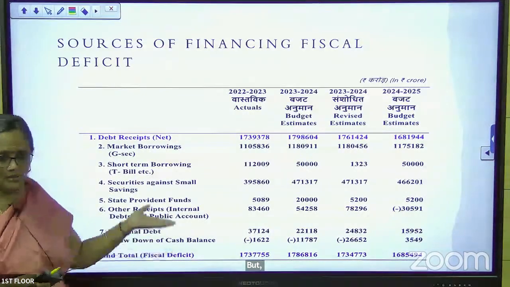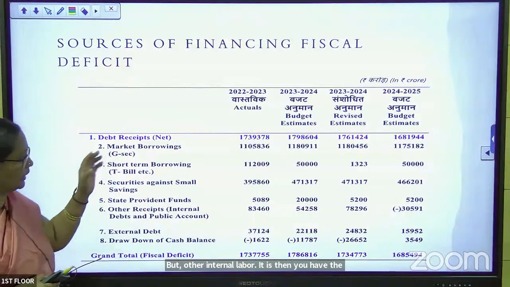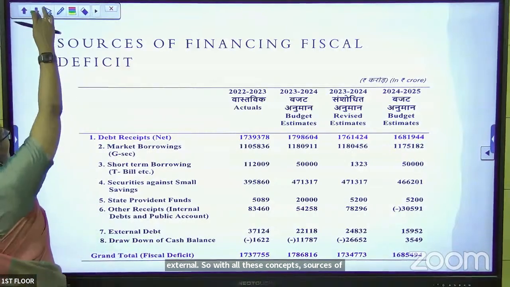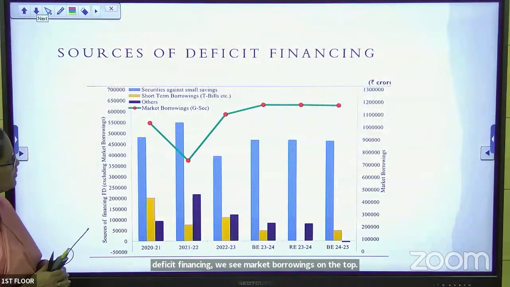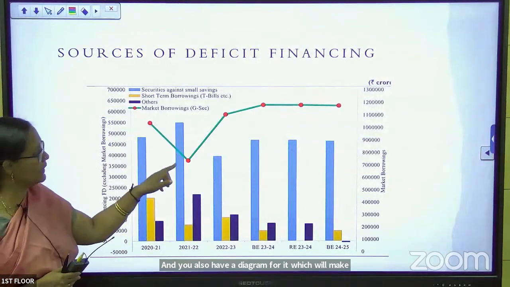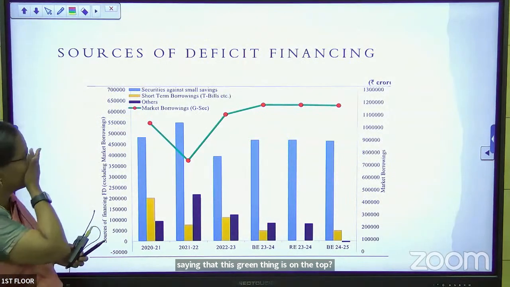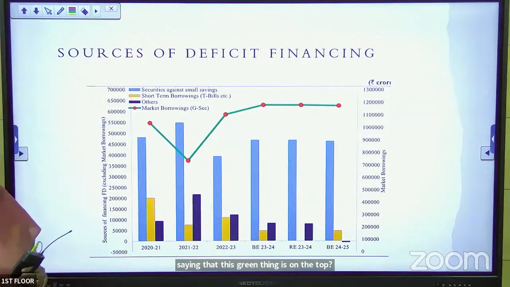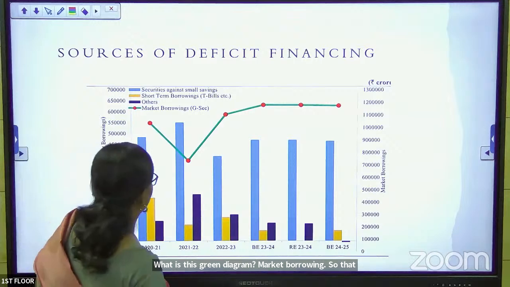Then you have the external debt. So with all these concepts, sources of deficit financing, we see market borrowings on the top. And you also have a diagram for it, which will make things more clear in terms of the volume. Are you seeing that this green portion is on the top? What is this green diagram? Market borrowing. So that is the major source by which the government is mobilizing the money.